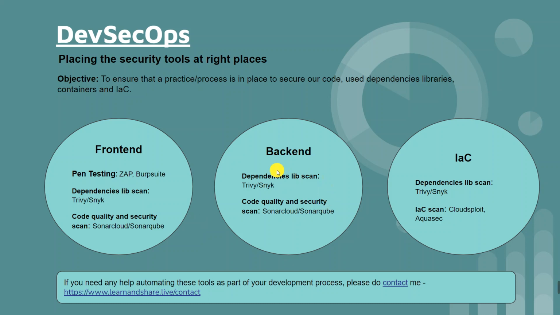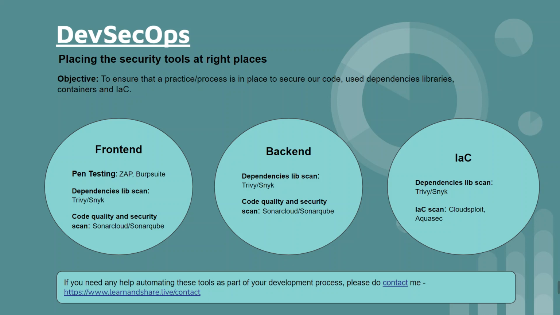Now similarly for the backend, we can perform the dependency library scan using Trivy and Snyk, and then similarly we can perform the code quality and security scan as well. And again, I have used the SonarCloud or SonarQube tool. As I mentioned, I have shared many videos, like 3 to 4 videos, on SonarCloud and SonarQube. So if you are interested, you can go through all of them.